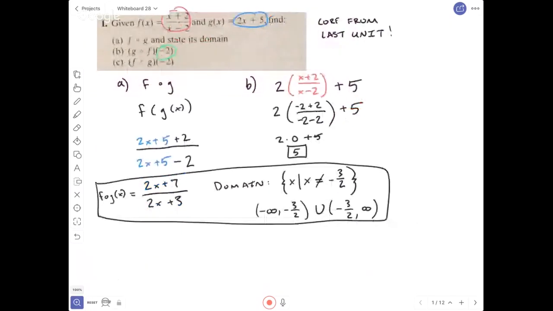And now C is I'm going to plug negative 2 into my f of g of x function, which I already found.